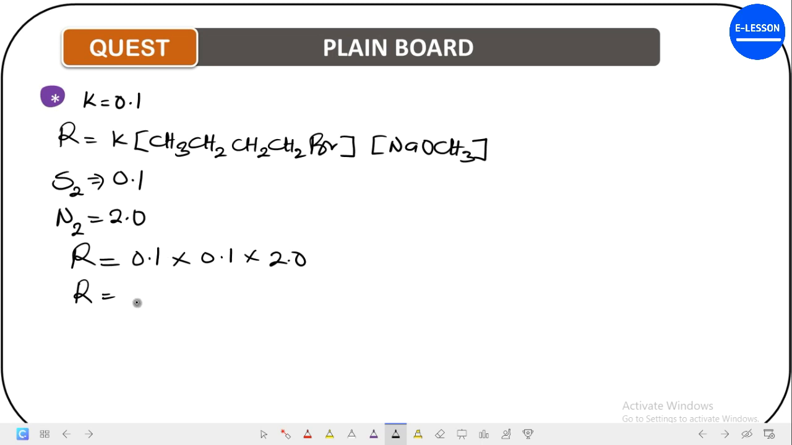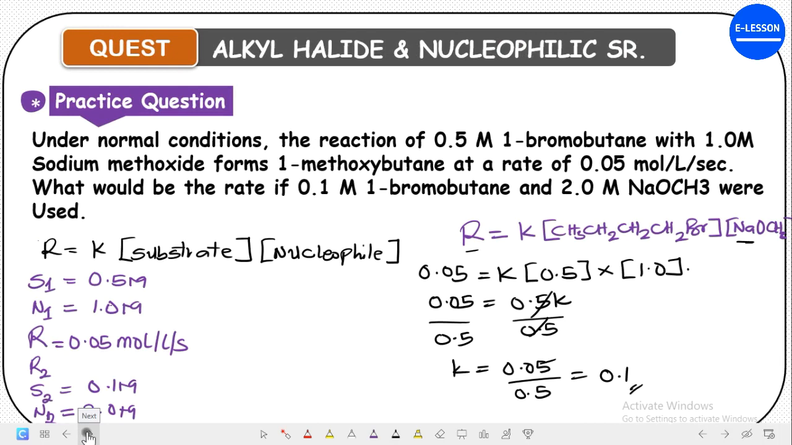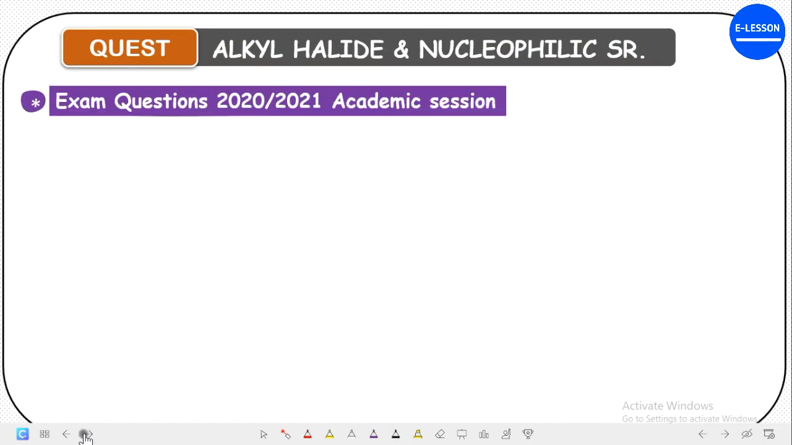So this will give us 0.02, and the rate constant, this mole per liter per second, and this will be the rate of the reaction. All right. So that is how to provide solution to a question like this. Now let's look at another one. We have another question here.